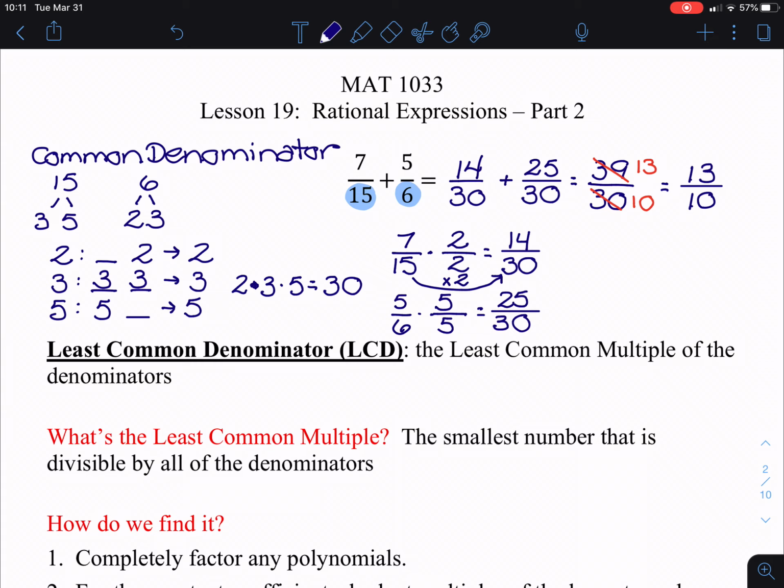As we work with rational expressions, we're going to do the same thing. We're going to see if we need to find a common denominator, convert over to that common denominator, add or subtract depending on what we're doing, and then simplify our answer as much as possible.